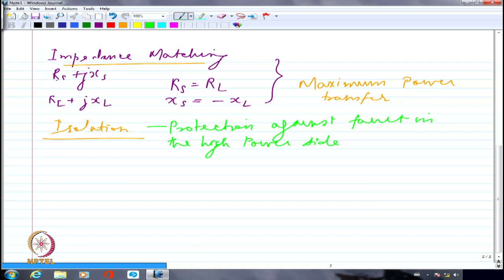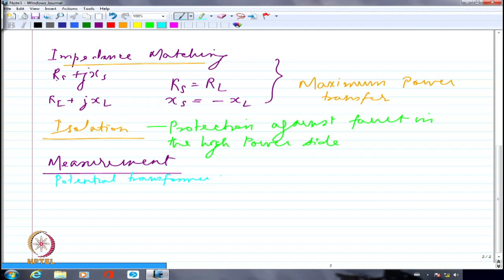Another application is for measurement. I mentioned about this already once. So this can be potential transformer. I may like to measure a 400 kilovolt quantity from a transmission level. I will not have a voltmeter of 400 kilovolt range. So I might like to step it down using a potential transformer and then give it to a voltmeter of a lower range. So essentially this is for measuring high voltages.